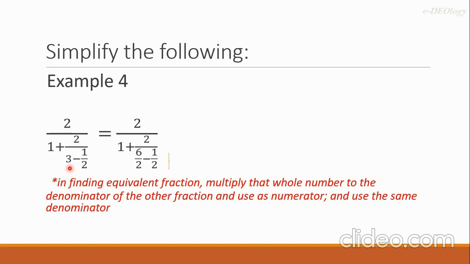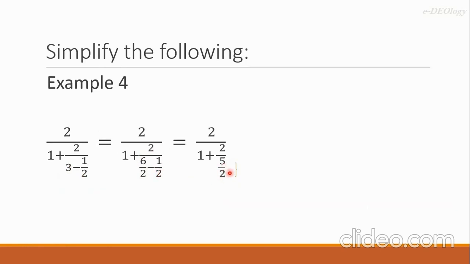So the whole number 3, we're going to change into an equivalent fraction. The rule is, we multiply that whole number to the denominator of the other fraction and use it as the numerator. So 3 times 2 is 6, and we use the same denominator 2. So 6 over 2 is the equivalent fraction for the whole number 3, and then minus the same 1/2. If we simplify 6 over 2, it comes back to the whole number 3. Now let us simplify this part. The 6 over 2 minus 1/2 we can write as 5 over 2.